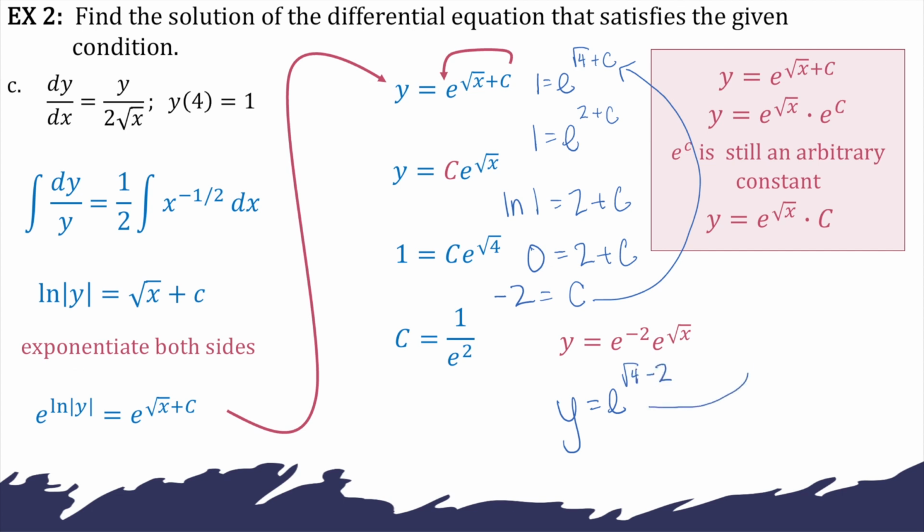Is that the same thing as this? Yep, it actually is, because that's the same thing as e to the square root of 4 times e to the -2. And look at that, those match. So you can do it either way, but just be careful about where you put that c and where you stop to solve.